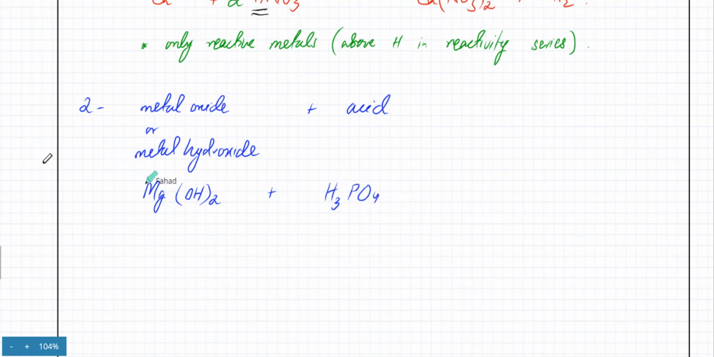Salt किस तरह बनेगी? The Mg would come in, metal would, positive ion would come in, it would knock out the H. और उसकी जगह खुद आ जाएगा. So it's going to be Mg and PO4. Mg is 2 plus, PO4 is minus 3. If you do crisscross, it's going to be Mg3(PO4)2 plus H2O. ठीक है, that's the equation.